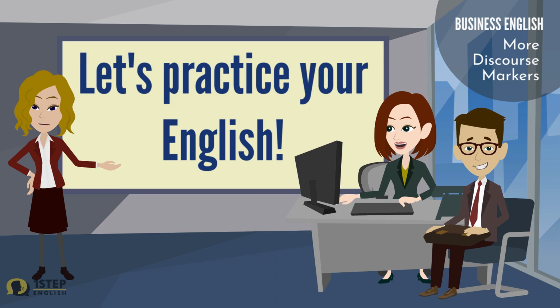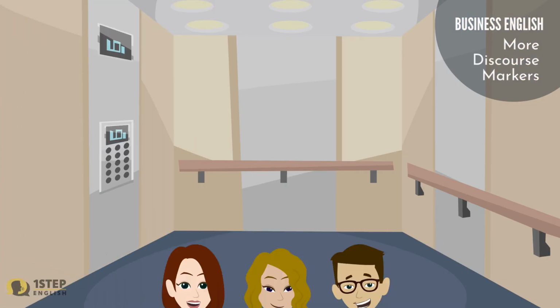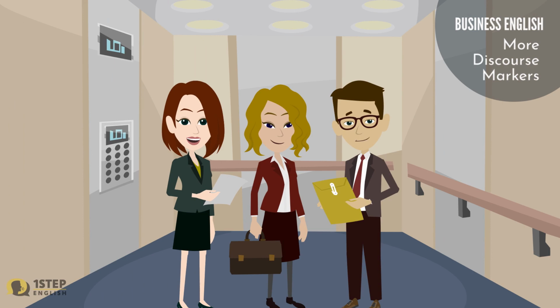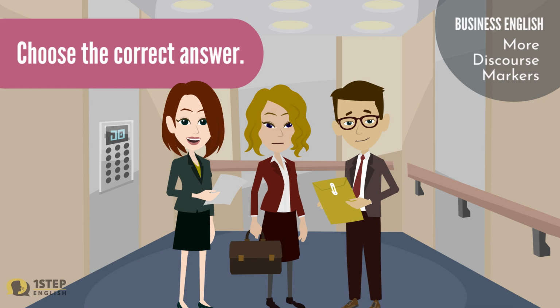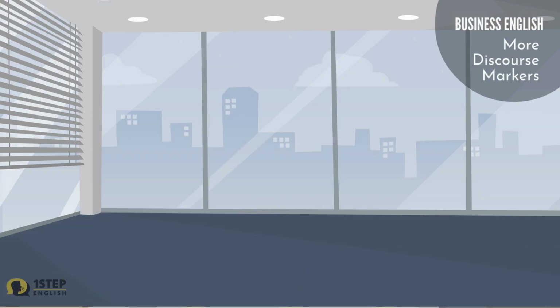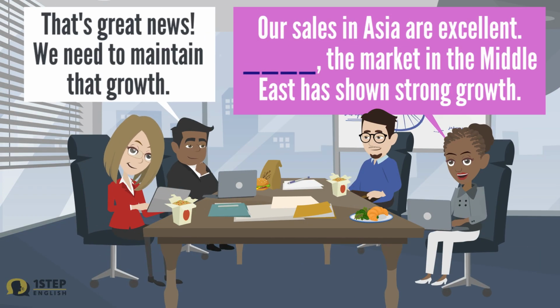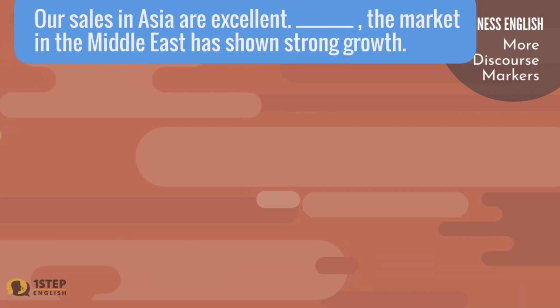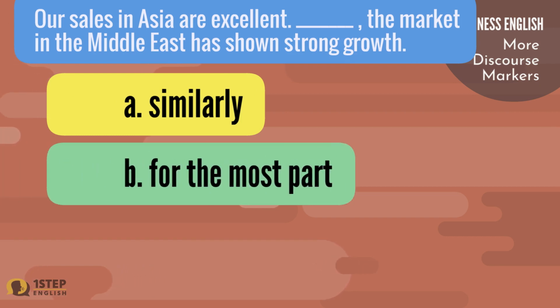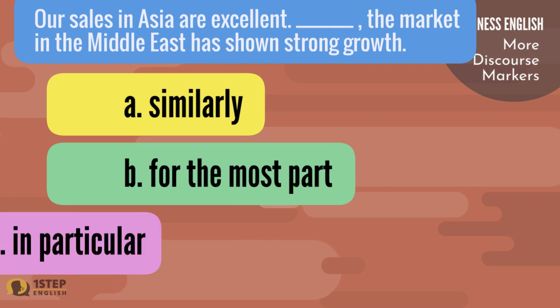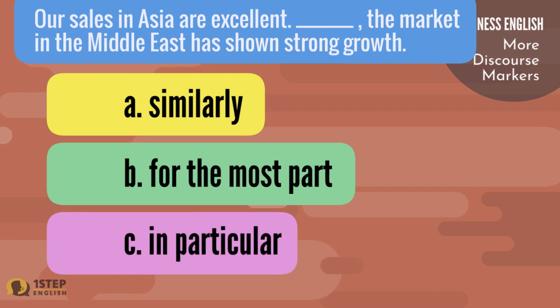Let's practice your English. Ready your pen and paper, then try to answer the exercise. Choose the correct answer. Our sales in Asia are excellent. The market in the Middle East has shown strong growth. Letter A, similarly. Letter B, for the most part. Letter C, in particular.